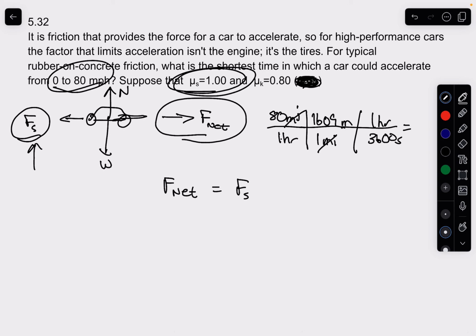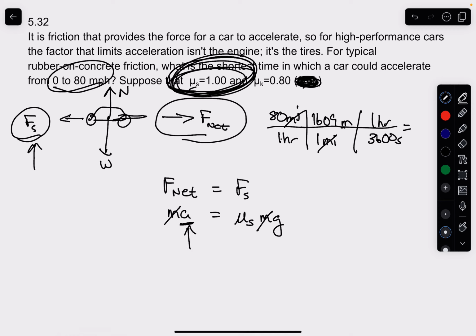And then you can solve for A, and F net is MA. A is what you want to solve for. And then the force of static friction is mu static times, in this case, mg. You might notice here the m's cancel. So you're going to plug in the mu for static friction. Hint, hint, it's super easy. And then you can solve for A.